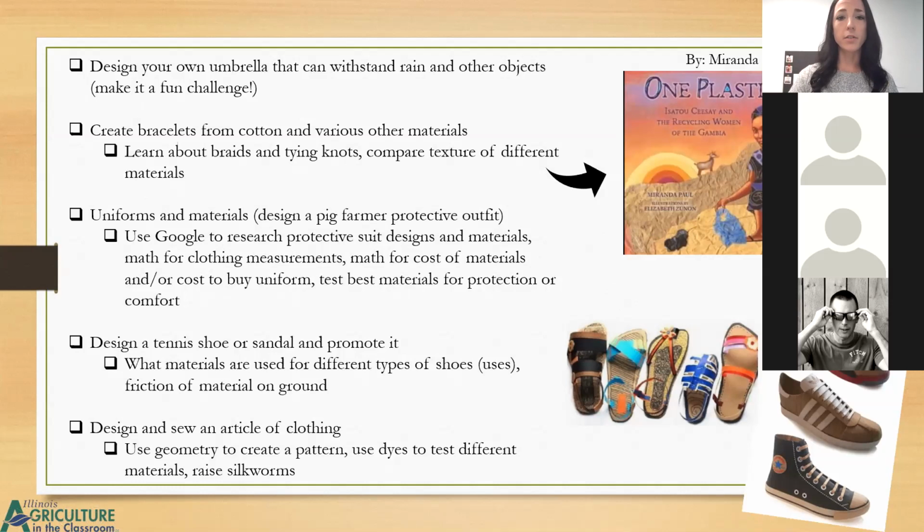Designing a tennis shoe or sandal, all of this picture right here, this is all cardboard. So then you could look into, where does cardboard come from? Where do paper products come from? Look at that agriculture background and then have them design a shoe, looking into measurements, comfort, how would they sell it? Could they promote it? Do they make an Instagram page or something? And so looking into that business side of all of this as well.